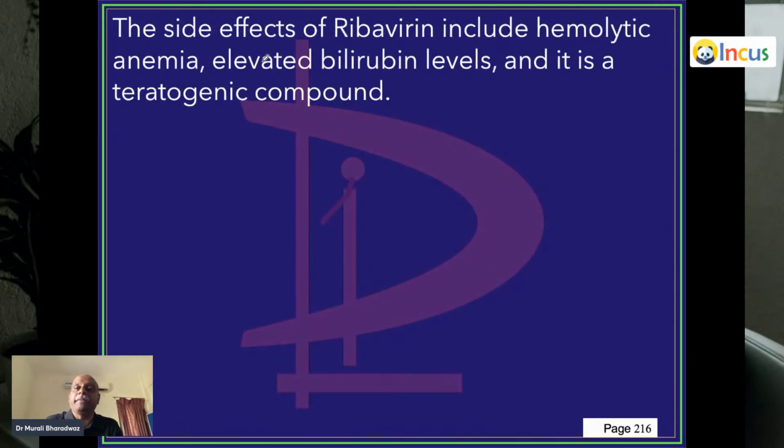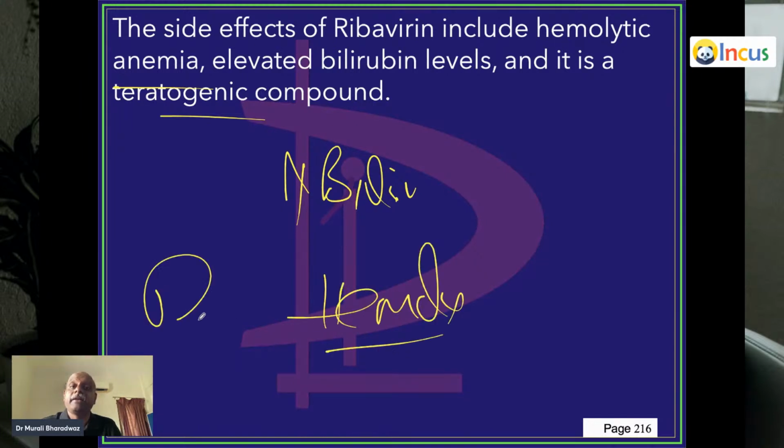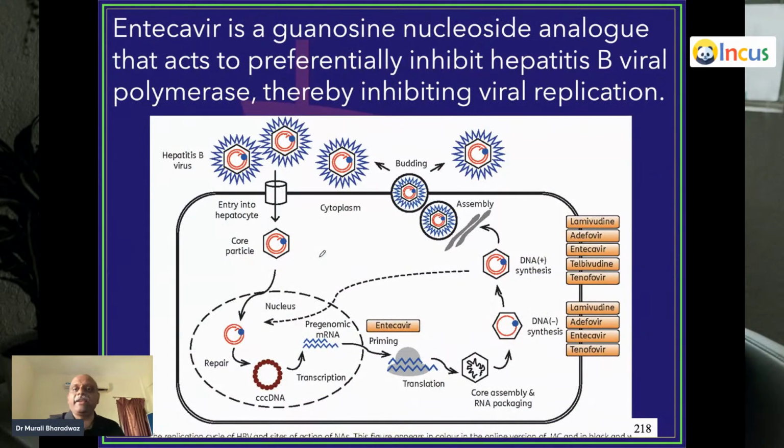So what are the side effects of ribavirin? Hemolytic anemia, elevated bilirubin. It is also teratogenic, but remember, hemolytic anemia and ribavirin. Last moment in the exam hall, impossible to remember this kind of nasty questions. So what is the mechanism of entecavir? Entecavir is a guanosine nucleoside analog, preferentially inhibits hepatitis B polymerase and inhibits viral replication.